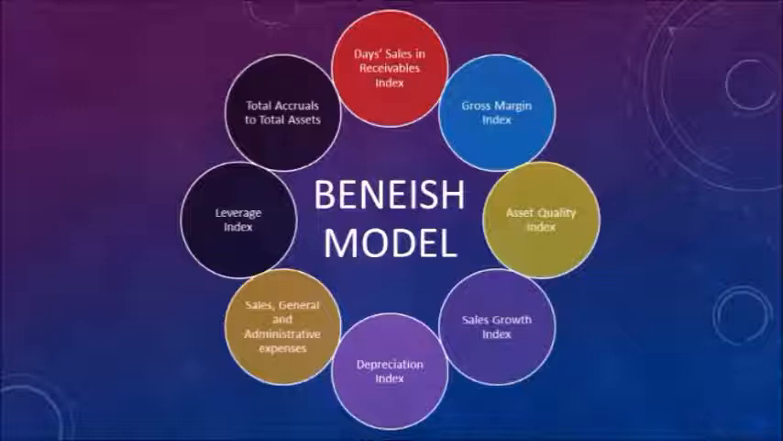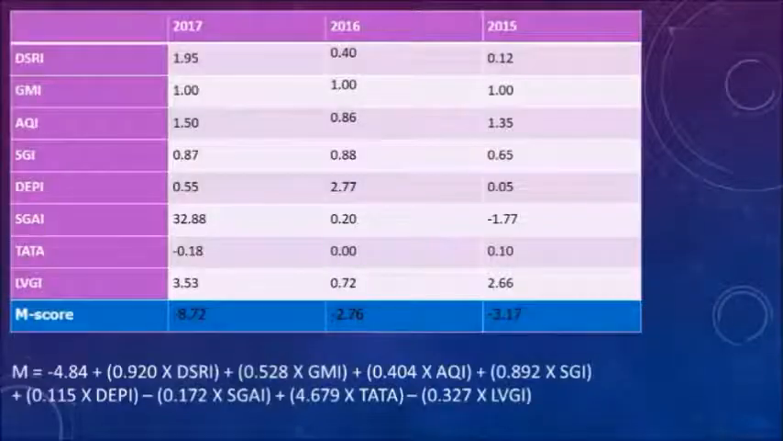Last is total accruals to total assets. This assesses the extent to which managers make discretionary accounting choices to alter earnings. Total accruals are calculated as the change in working capital accounts other than cash, less depreciation. After completing the calculation of all 8 indices, based on the results in the table, the final thing to do is to calculate the M-score. The M-score can be calculated using the formula given.